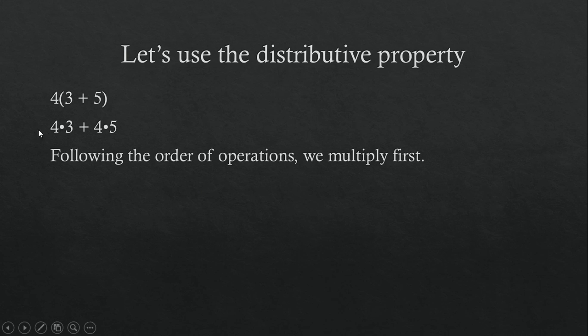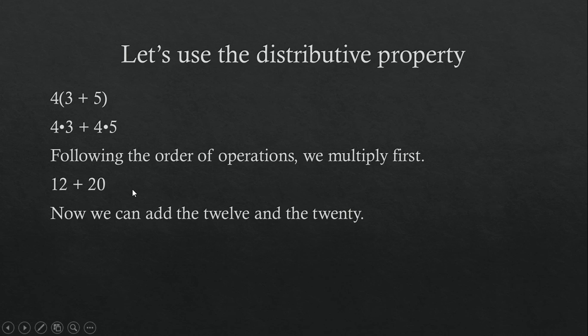So we have the 4 times the 3, that's going to give us 12. 4 times the 5 is going to give us 20. Keep that plus sign because we haven't done that yet. And then the 12 plus the 20 is going to give us 32. So we have the same answer. We know the distributive property works now.